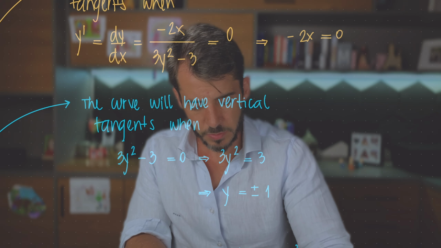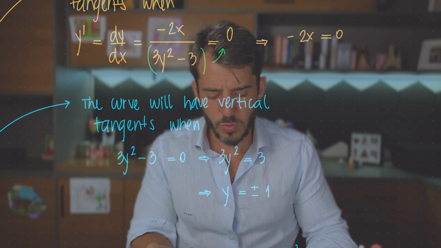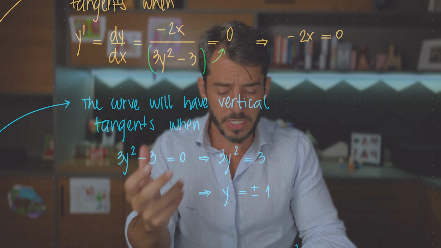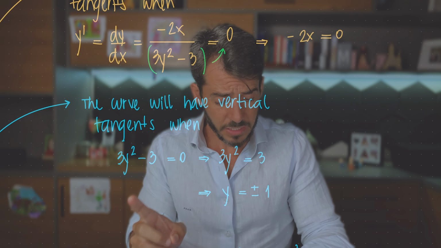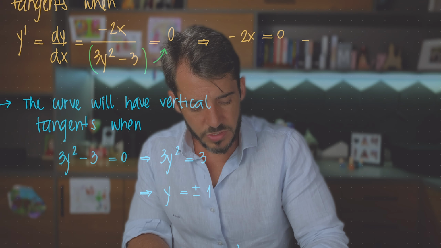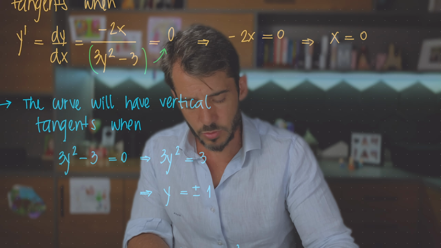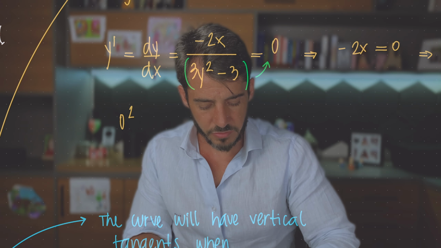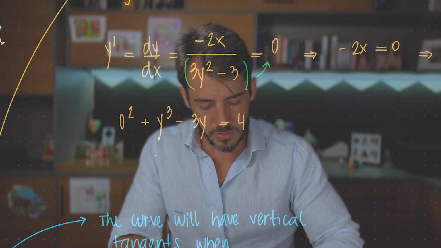You can cross multiply, for example, this by 0, and this term would disappear, or just take into account that the numerator being equal to 0 is what's going to make the whole fraction be equal to 0. So if negative 2x is equal to 0, that means that x equals 0. And we use a similar strategy right here. We substitute x equals 0 back into the original equation. So we have 0 squared plus y cubed minus 3y equal to 4.